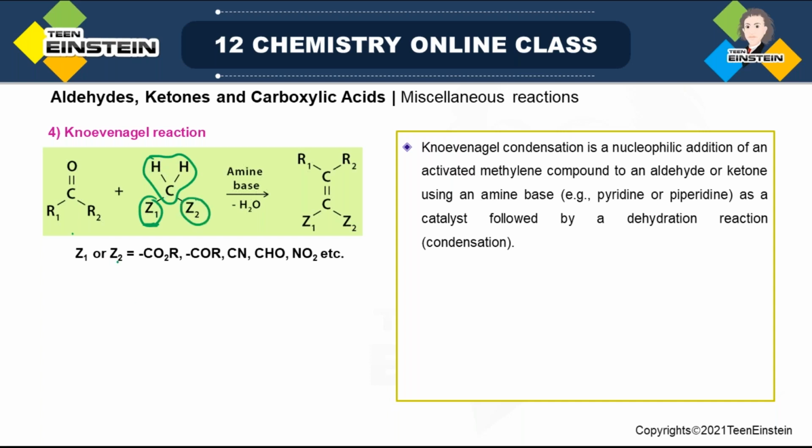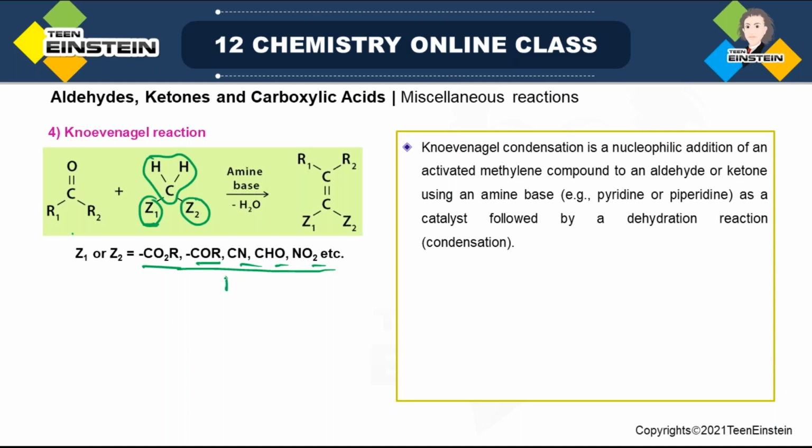Now this Z1 and Z2, it may be CO2R, that is ester. It may be C double bond O R. It may be cyano, aldehyde, NO2, this type of group. Now if we look at all these groups, one thing is common, all of them are electron withdrawing groups.